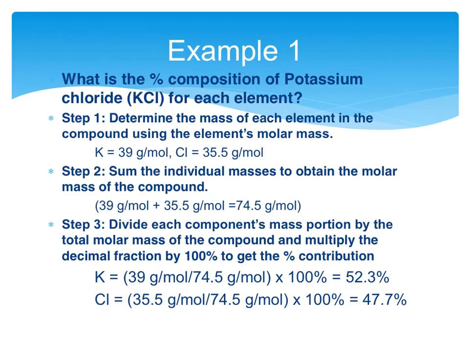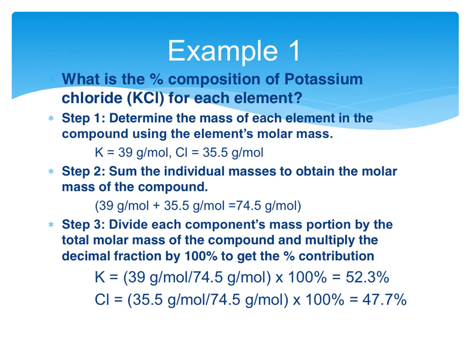Again, we're going to have to make the molar mass of the total compound. That's just the number of elements of that particular species times its molar mass, and then you add them together. There's only 1 potassium, so there's that. 1 chlorine, there's that. When we add them together, we get 74.5 grams. Now, the last step, which we haven't had a lot of practice on, is to divide each component's mass portion by the total molar mass of the compound, and then multiply the decimal fraction by 100% to get the percent composition.